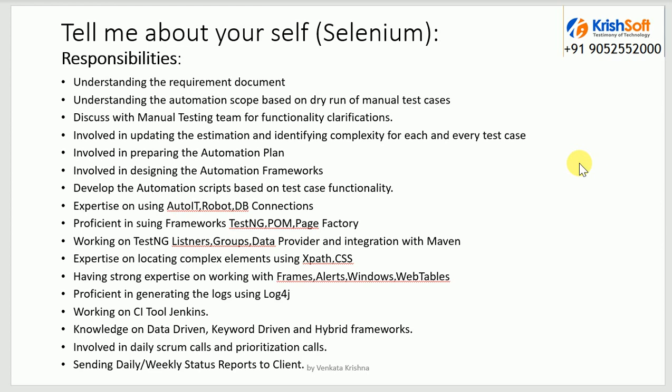You can tell them that you know how to understand the requirements document, and then you are going to start the automation with the automation scope based on a dry run of test cases. See, the manual team will give you a number of test cases for automation. In the beginning of the project, we need to take all those test cases with a little KT from the manual team.